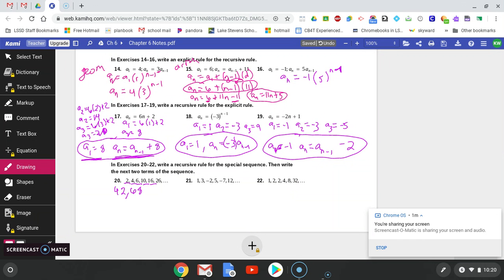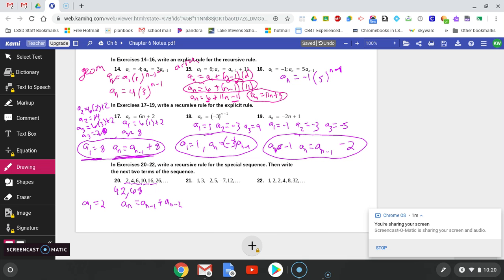So how do I write that as a recursive rule? Well, I start by writing what a sub 1 is always. A sub 1 is equal to 2. And then to find the next number in the sequence, so to find a sub n, I actually have to take the 2 previous terms before it. So I take a sub n minus 1 and I add that to a sub n minus 2. In other words, I take the term before it plus the term that's 2 before it.